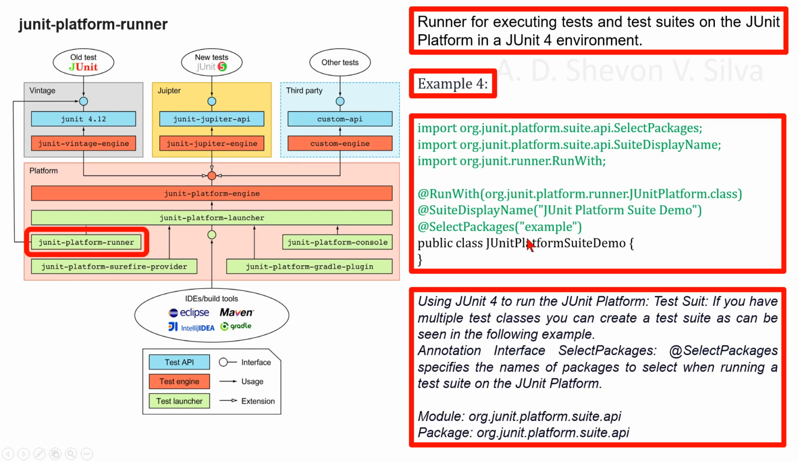The annotation interface @SelectPackages specifies the names of packages to select when running a test suite on the JUnit platform. This is in the module org.junit.platform.suite.api and package org.junit.platform.suite.api. @SuiteDisplayName is used to declare a custom display name for the annotated test class that is executed as a test suite on the JUnit platform.